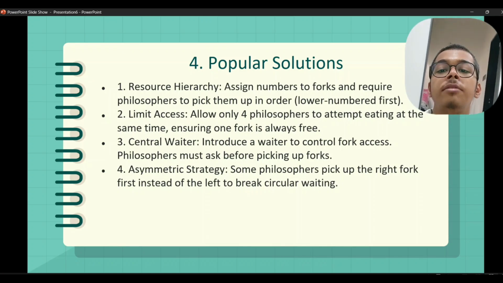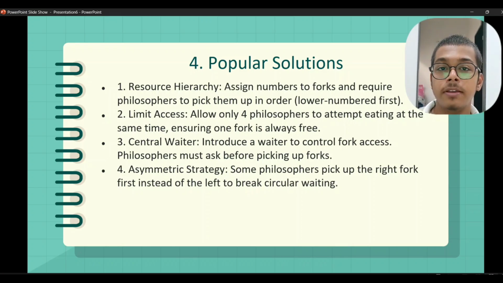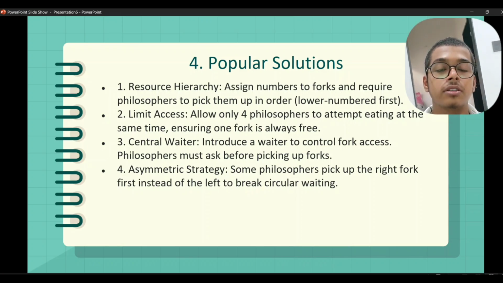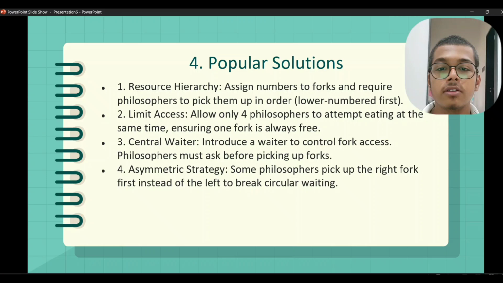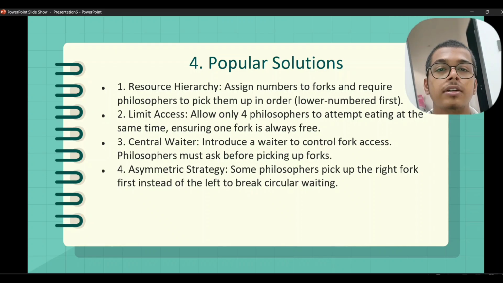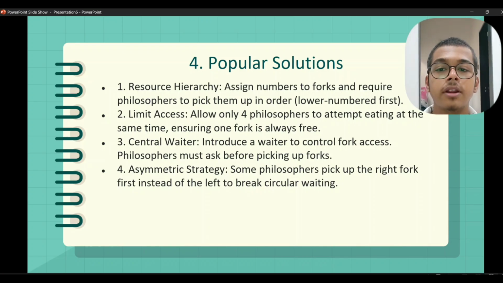Or we can limit the access. Allow only four philosophers to attempt eating at the same time, ensuring one fork is always free. So if there are four philosophers and five chopsticks, we can assume that one philosopher gets two chopsticks and is going to eat and think. After completion, he can free up the chopsticks. So we can make sure at least one philosopher is getting the chopsticks. So it can prevent deadlock.